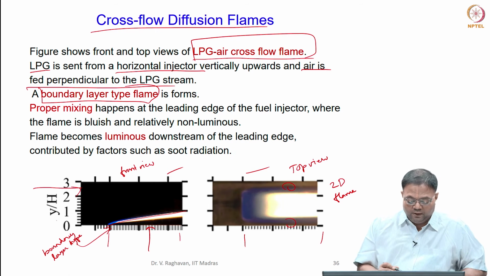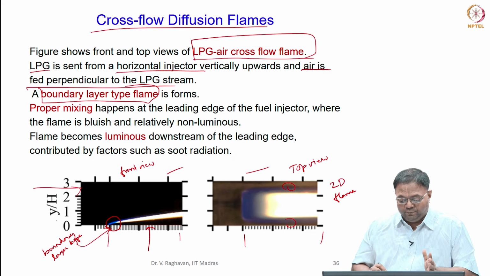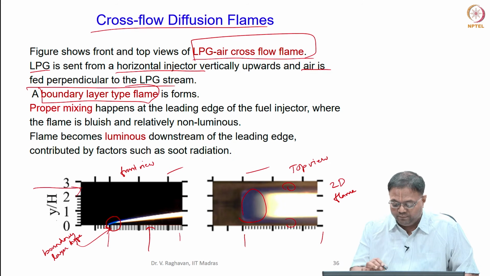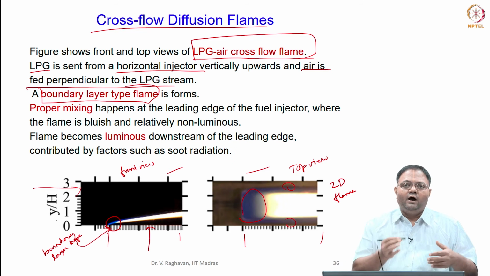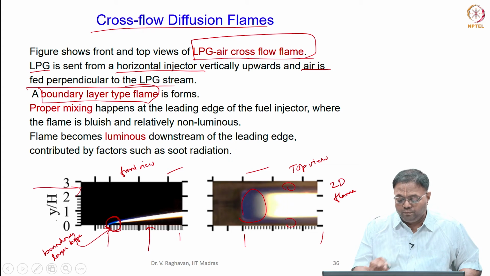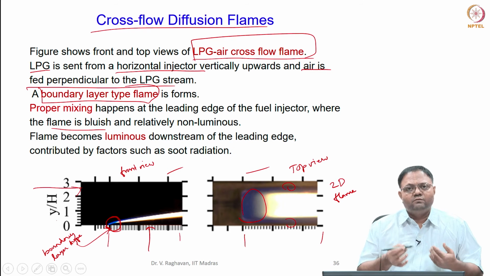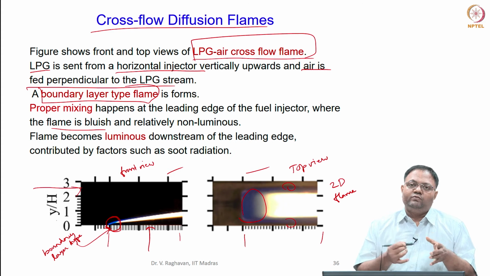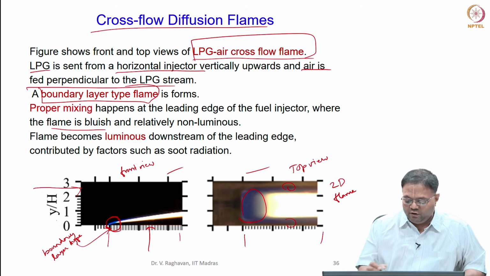Okay. Now if you see the characteristics of this, in the front part you can see a blue region. Because of the incoming air, fresh oxygen is available and proper mixing takes place. A blue flame is formed here, as shown by the front view and top view. So the flame is bluish in color. Whenever you see a bluish flame, proper mixing has happened. Okay, and it is relatively non-luminous.